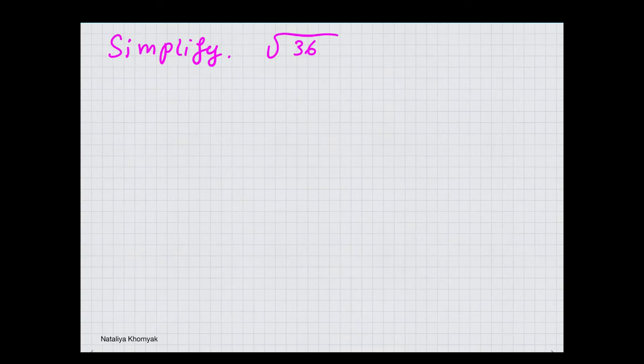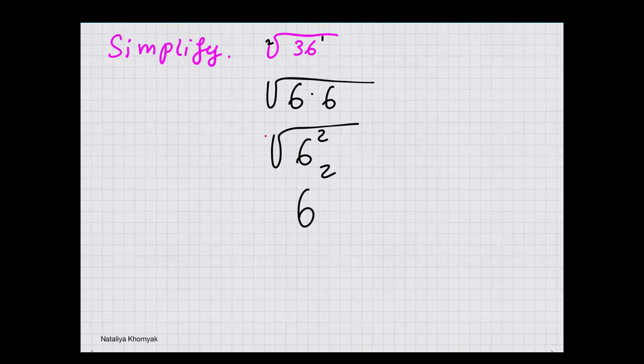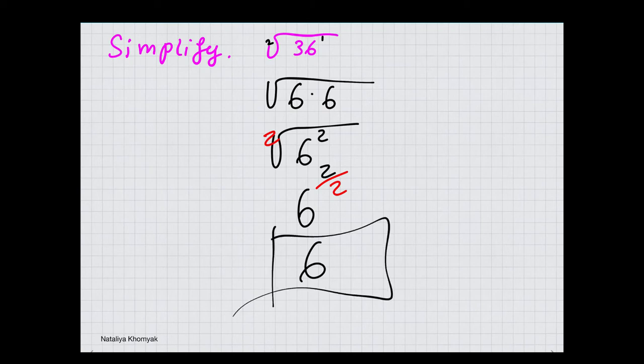Here we have the square root of 36, and 36 is to the 1st power. We cannot divide 1 by 2 evenly. However, we can rewrite 36 as 6 times 6, and this will give us 6 to the 2nd power. On this step, you can cancel the radical on the 2nd power, or do 6 to the 2nd power of the root, which is 2, divided by 2, and you will get 6 to the 1st power. And this is our solution.